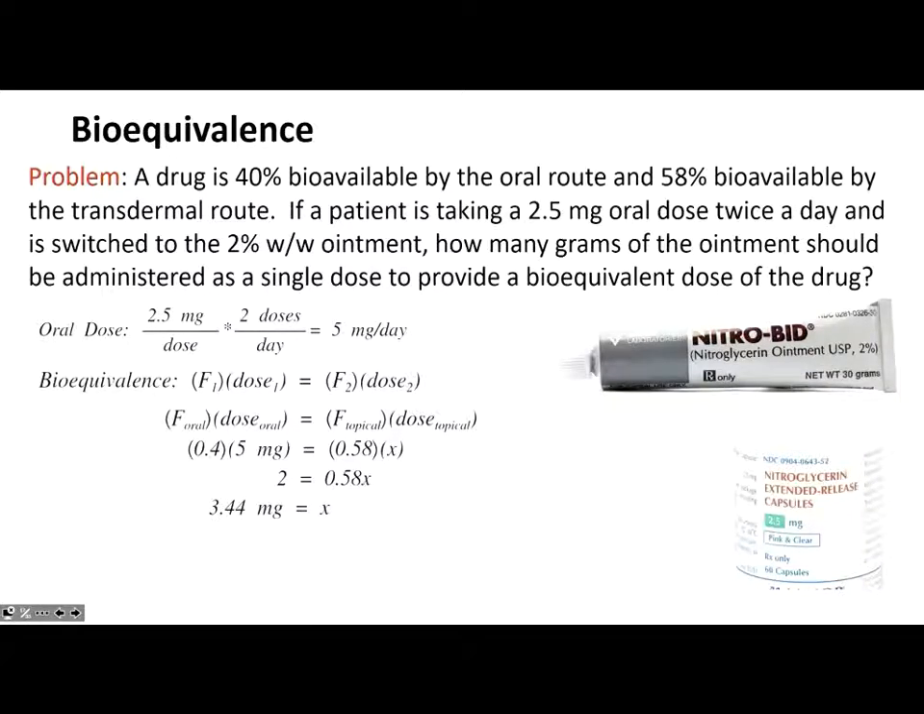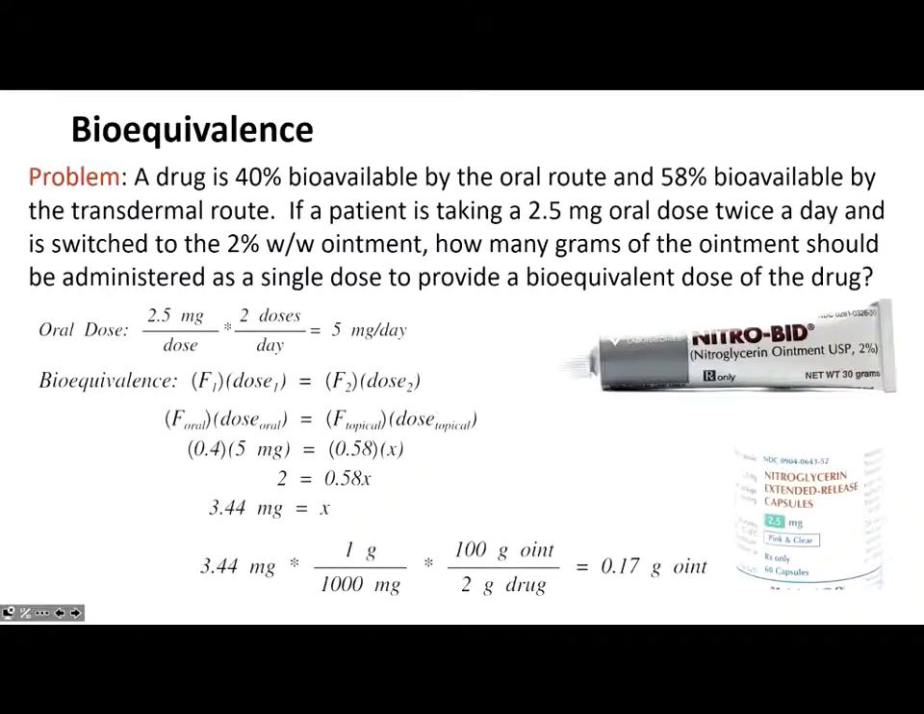Pretty simple math at that point. 0.4 times 5 is 2, and that equals 0.58x. Divide each side by 0.58, and essentially we need to use a 3.44 milligram dose of nitroglycerin topically or transdermally. That would be the same as the amount that we're getting from our normal dose by the 2 capsules.